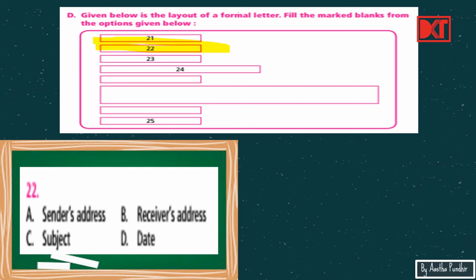Okay, now next up, 22. After writing the sender's address, what do we write? Now the sender's address we have already written. So receiver's address or subject or date. First of all, we write the date after the sender's address. 22, date, D.